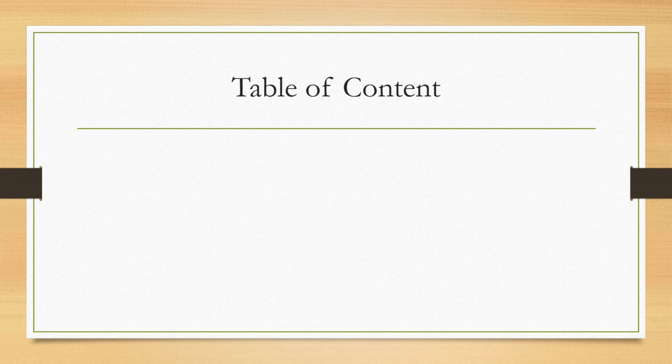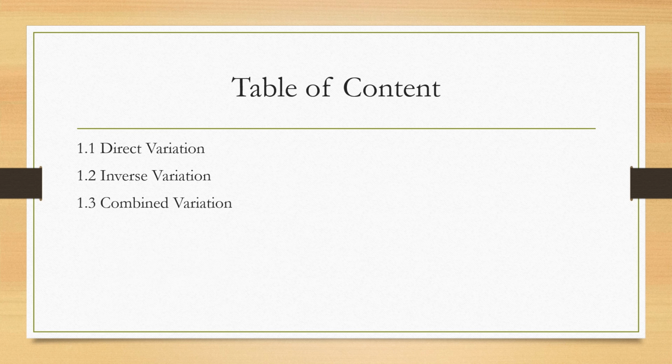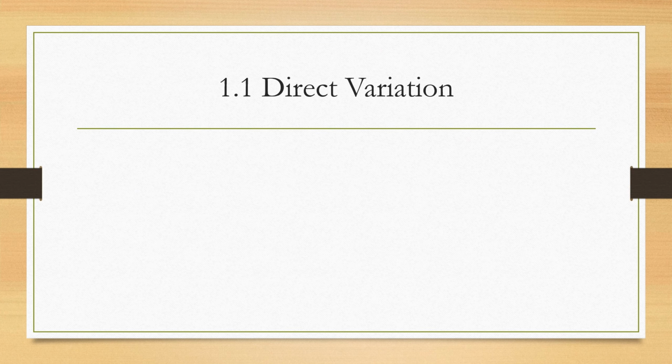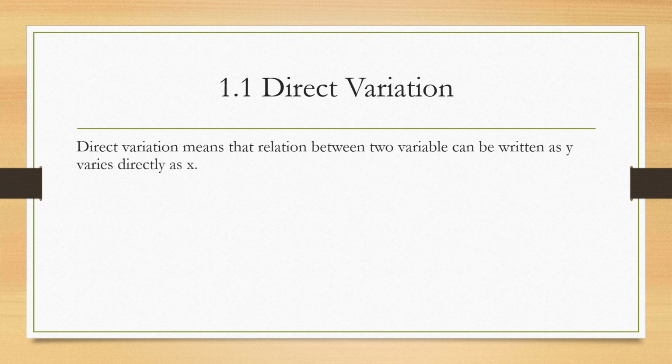In this topic, we will learn direct variation, next is inverse variation, and finally combined variation. First, we will learn about direct variation. Direct variation means that the relation between two variables can be written as y varies directly as x. As x increases, y also will increase.